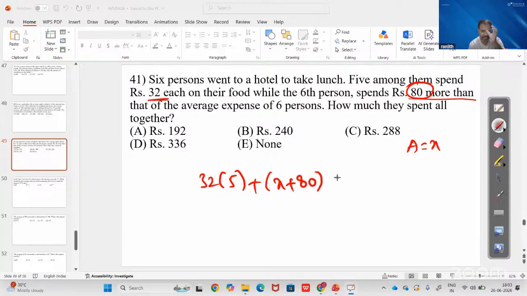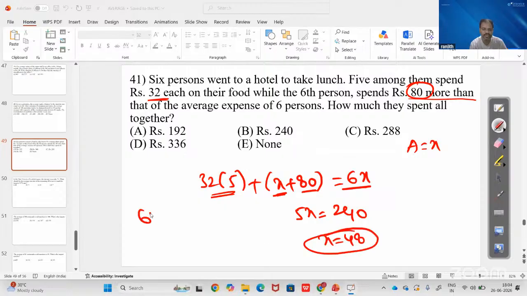X plus 80 equal to total number of candidates equal to 6 times X. 6X minus X will be equal to 5X. So 160 plus 80 equal to 240, where X equal to 48. So total bill will be equal to 6 times X. 6 into 48 equal to 288 rupees. So the answer is 288.